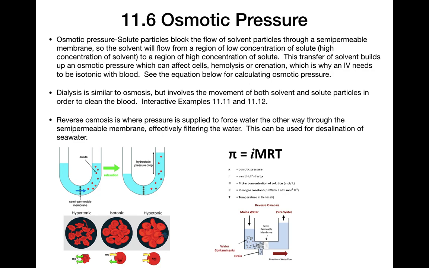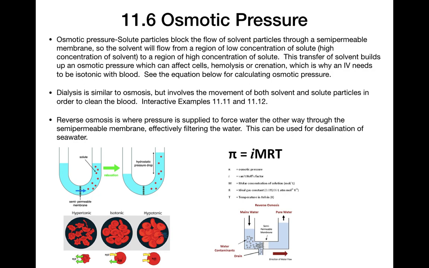That pressure is symbolized as pi, osmotic pressure, and it's equal to the Van't Hoff factor, i, times molarity times the gas constant R times the temperature in Kelvin. Pi equals iMRT.